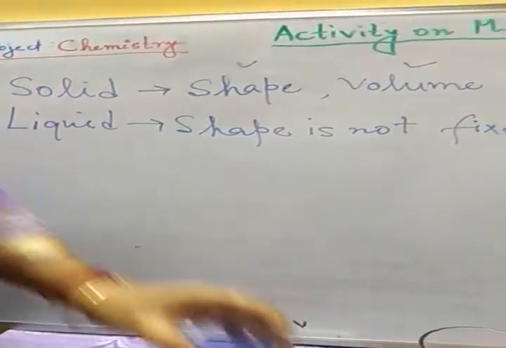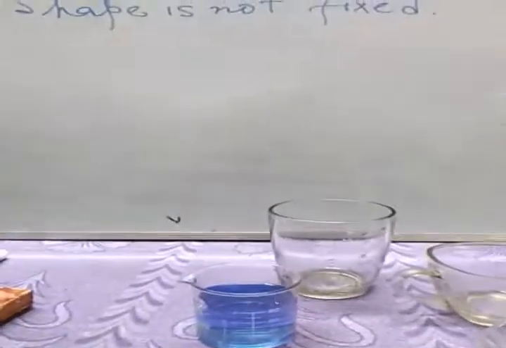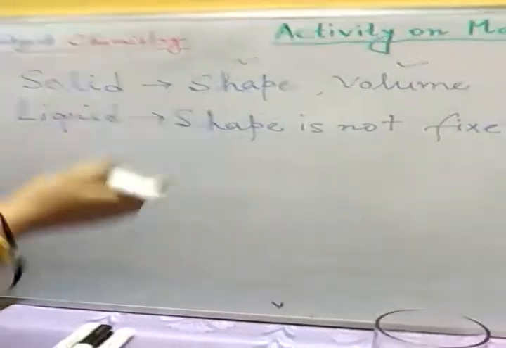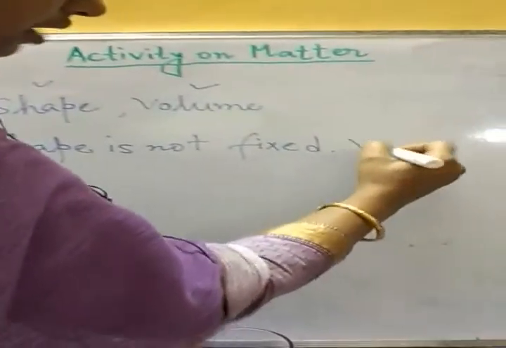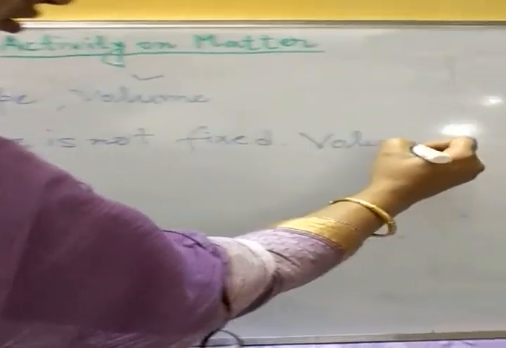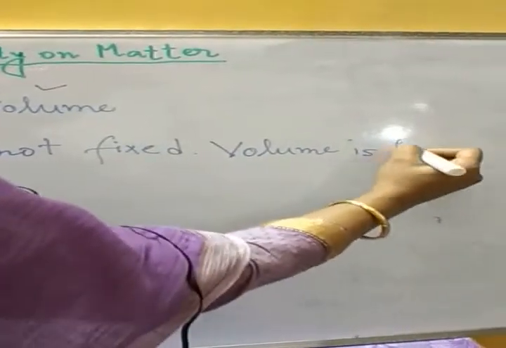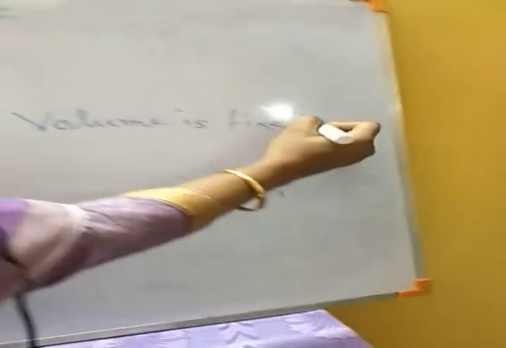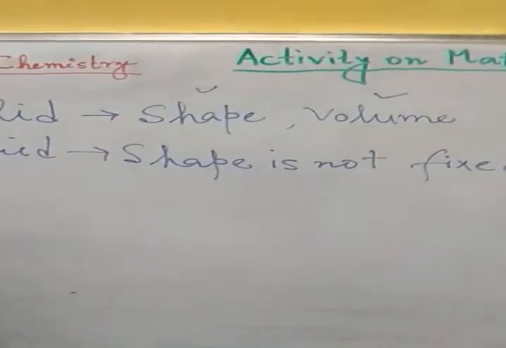Okay, so from this we can conclude for volume we can write, volume is fixed. Okay, so for liquid, shape is not fixed but volume is fixed.